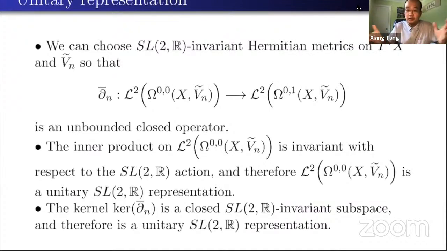So here, with all those assumptions and with all the requirements on our data, we can now conclude that the kernel of our T-bar operator, or the twisted T-bar operator, is again a Hilbert space with an SL2 representation. Right, so that's what we have here. This is a unitary SL2 representation.